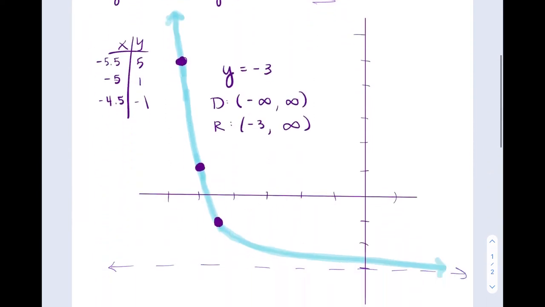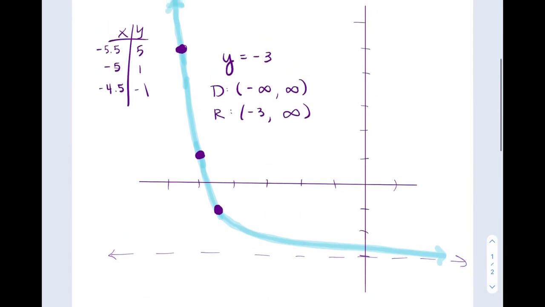We plot our points, we sketch in our asymptote, and then we follow our curve along it. Then we state our domain, range, and equation of the asymptote.